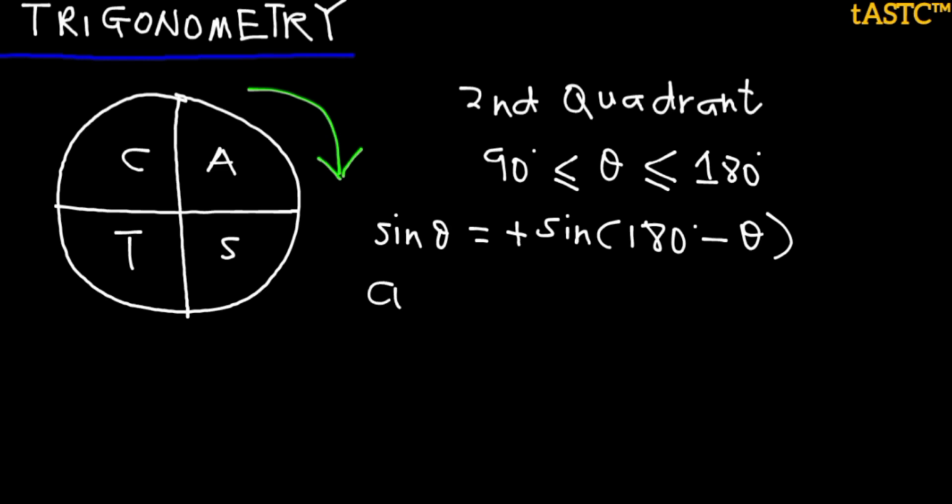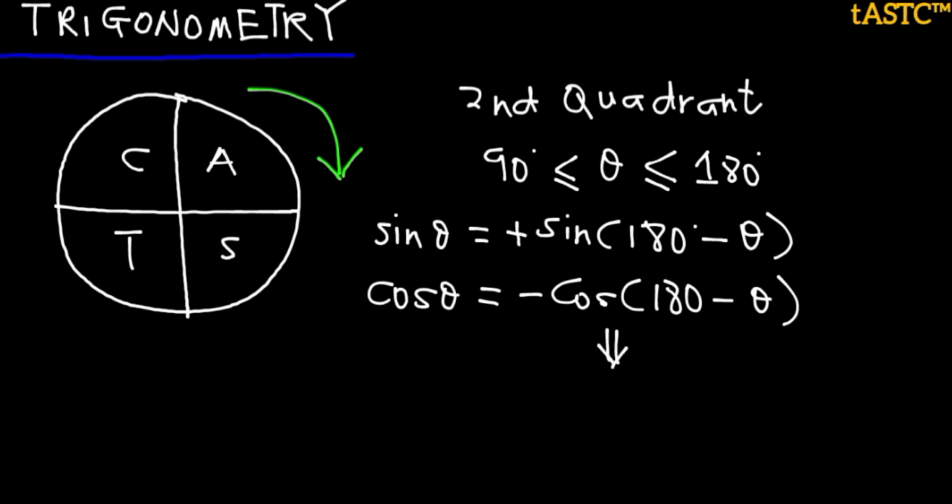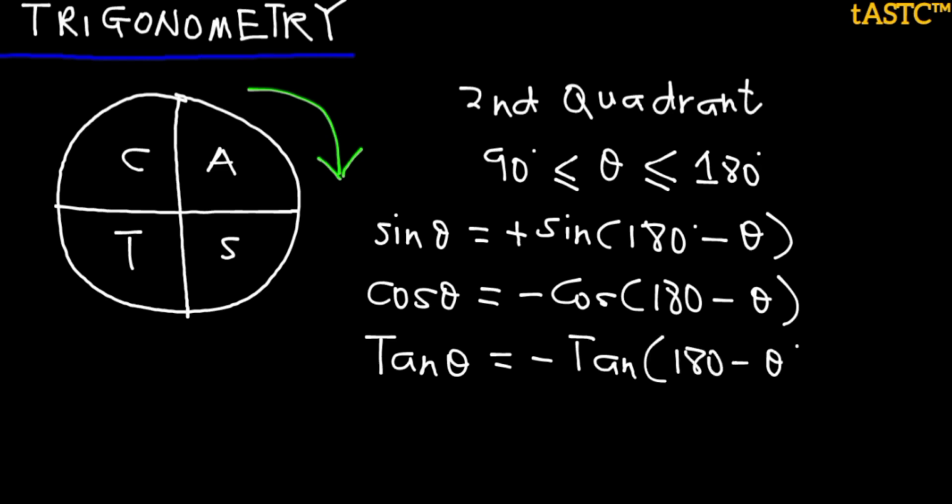Now how about cosine theta? That will be a negative. So you're going to have 180 minus theta. This is going to be the same thing as a negative sine theta minus 90 degrees. You could also have this. Next up, we're going to take tan theta. This will also be equal to a negative, and you're going to have 180 minus theta. So that is actually pretty much it for the second quadrant.